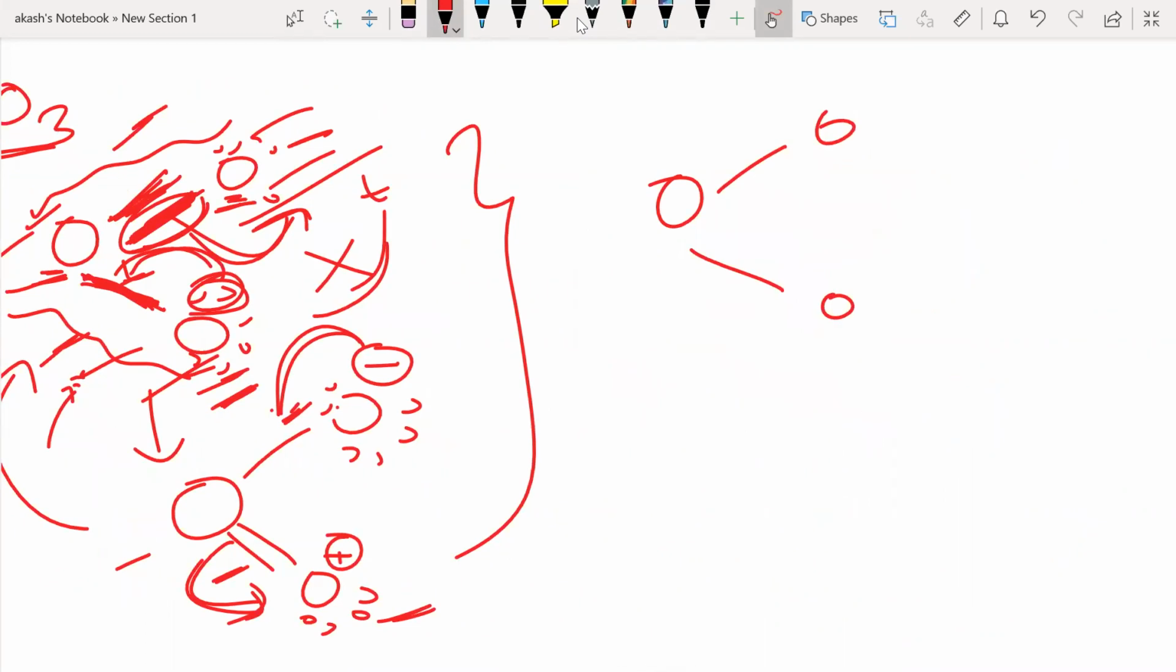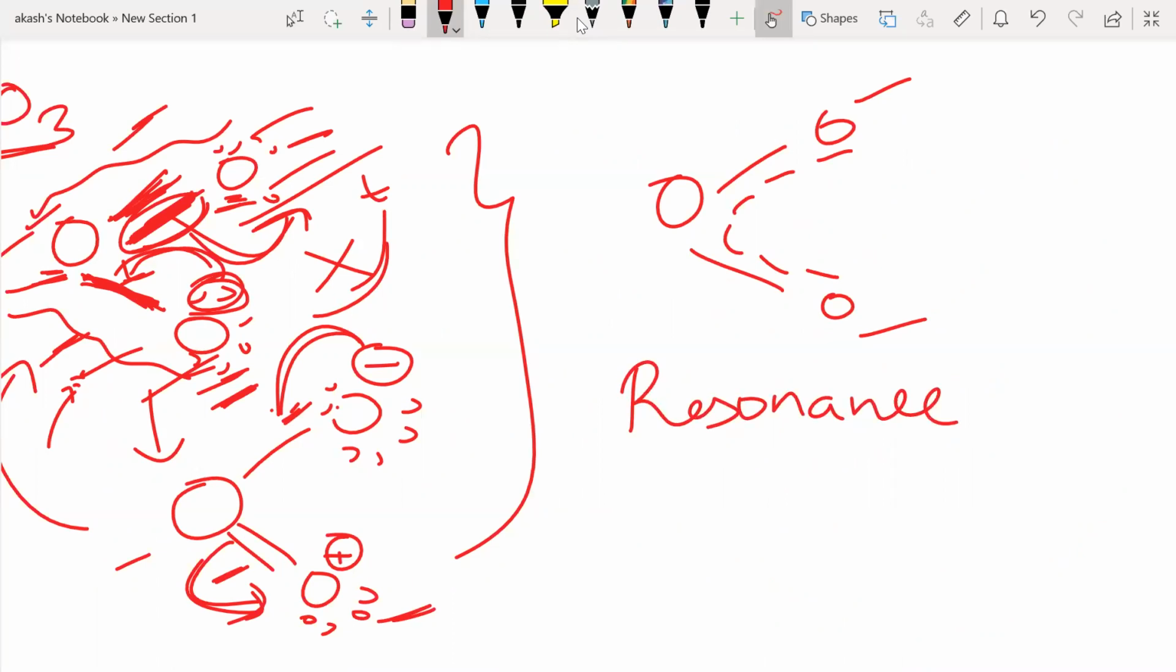Now this pi bond is actually moving from this oxygen to this oxygen, and you represent that with the help of a dotted line. So this structure is what is called your resonance hybrid.